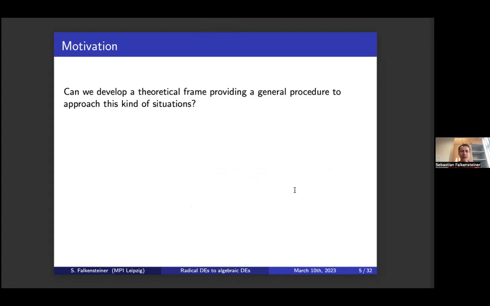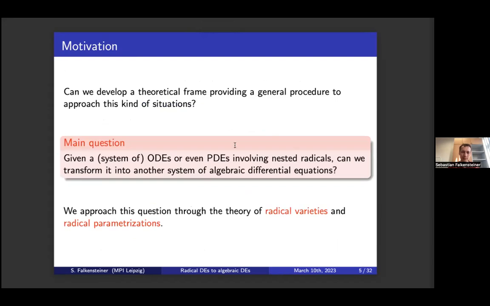Okay, so for having a theory around this, we work with radical varieties and radical parametrizations. We want to decide, or in the affirmative case give, a transformation starting from a differential equation involving radical expressions into another system, maybe even of differential equations, which is just algebraic. So no radicals are involved anymore.